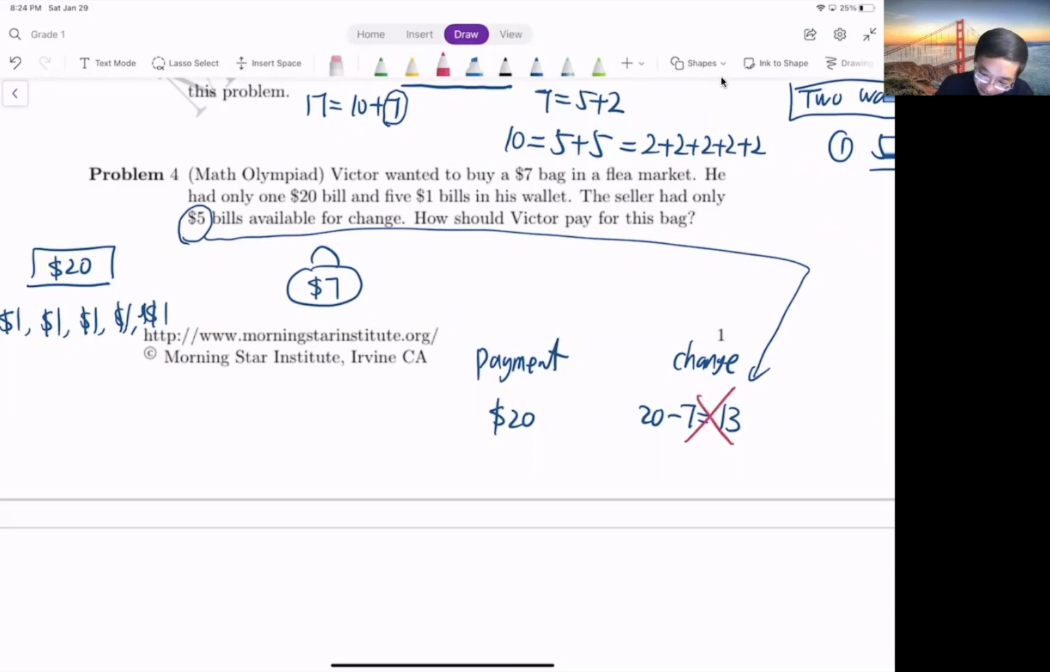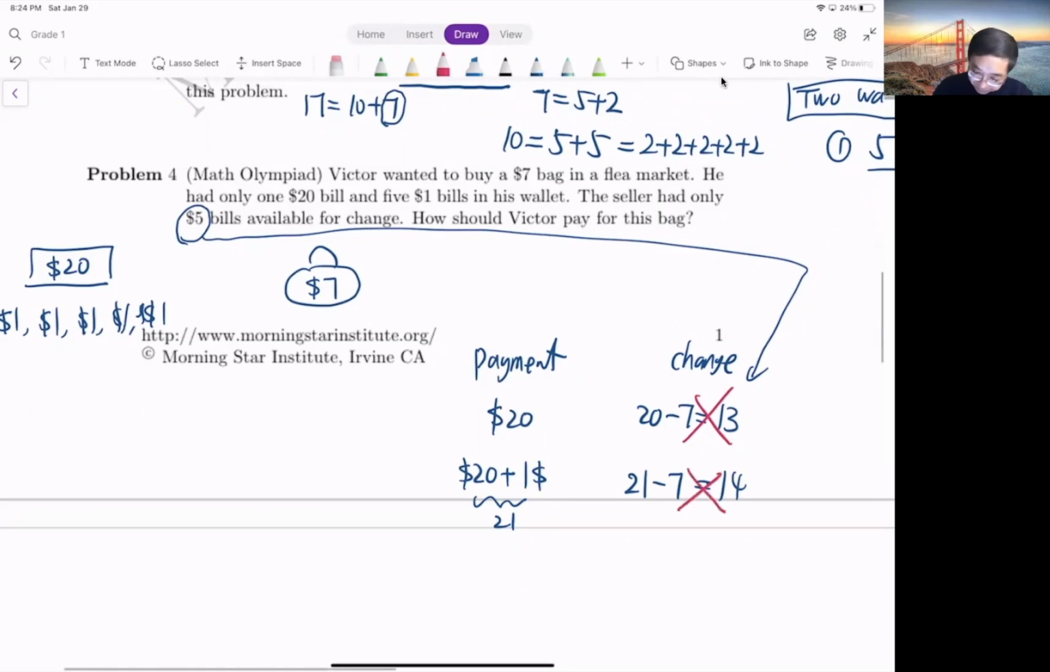All right, let's try another way. How about giving a $20 bill and a $1 bill? That means Victor gave $21 to the seller. And then the change will be 21 minus 7, which is 14. But if you try to divide 14 into $5 bills, there's no way you can do that. So this one doesn't work. Still doesn't work. Then let's try one more.